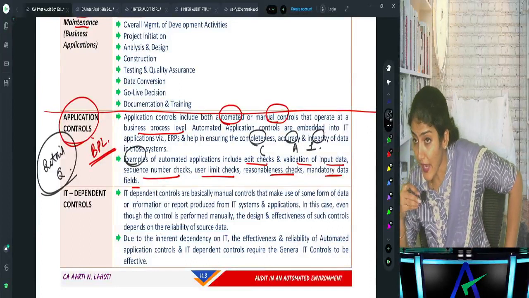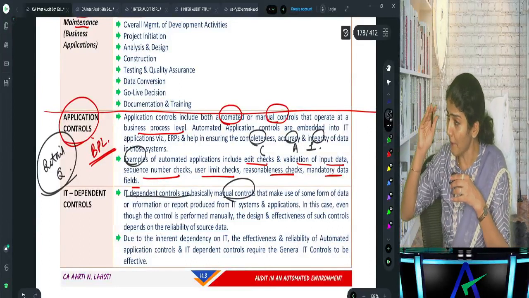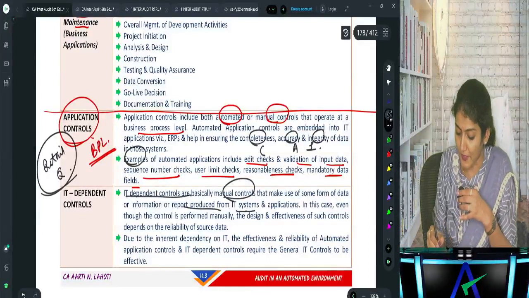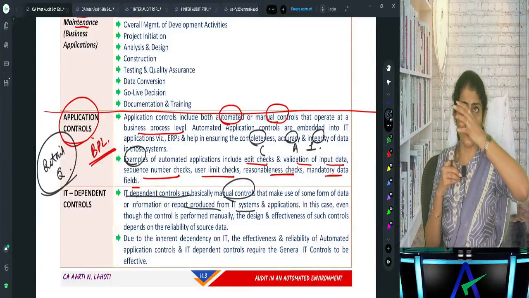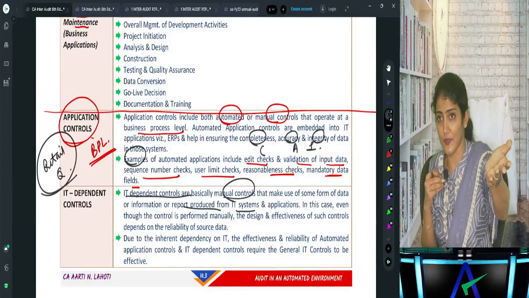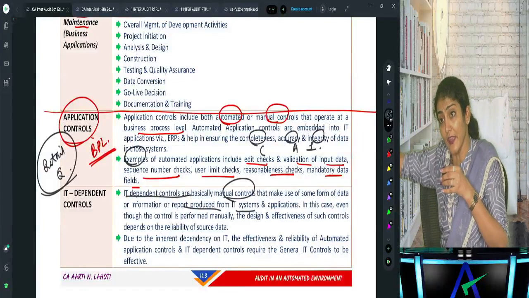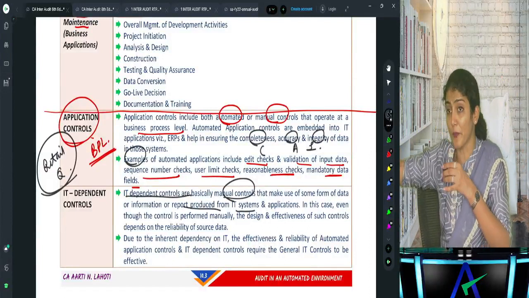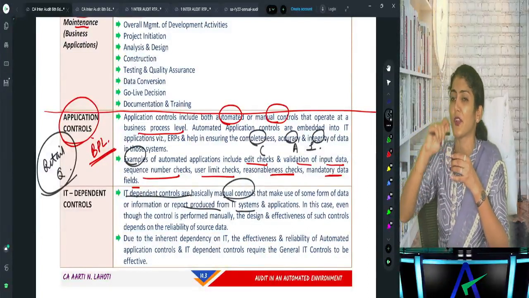Right, and then you have the IT dependent manual control. So IT dependent controls are basically manual controls, but they make use of some form of data or report which is generated from the IT system. What does that mean? Okay, a customer has come, he's saying please give me goods on credit of 2 lakh. The sales manager of the company has to decide, should I give him goods of 2 lakh on credit? For that, he will generate the credit worthiness report of this customer from the system. And based on that information from the system, he will manually take a decision whether we should give him goods on credit of 2 lakh or not.